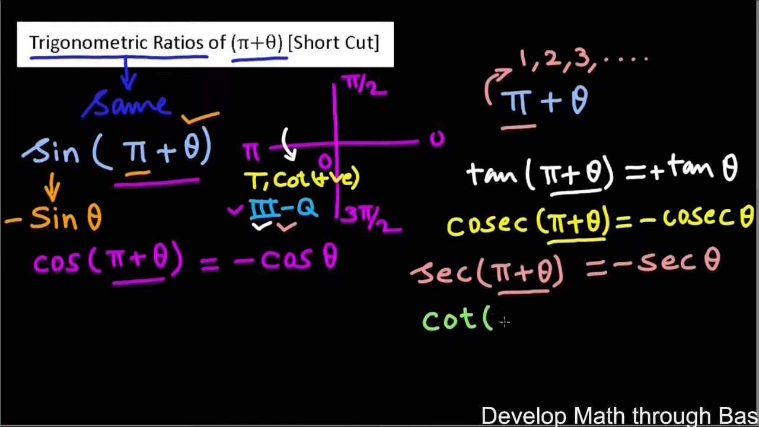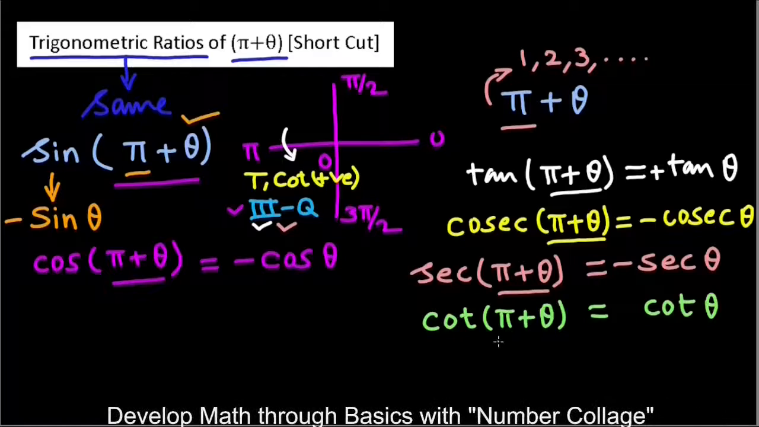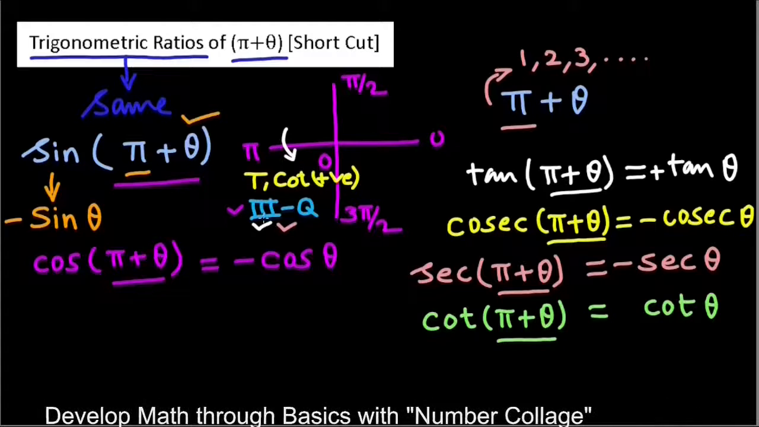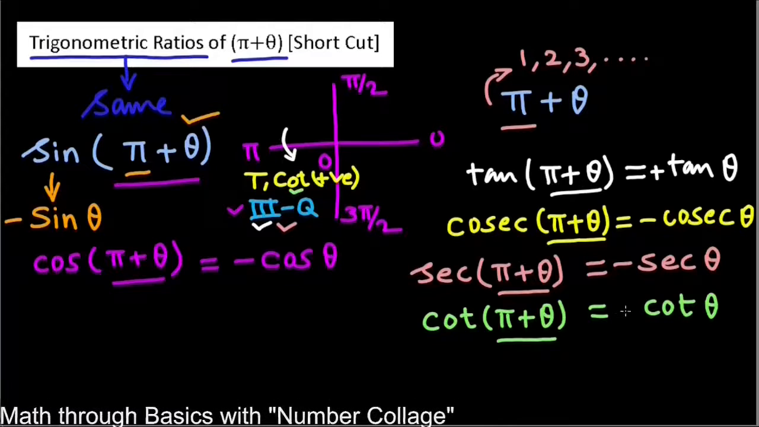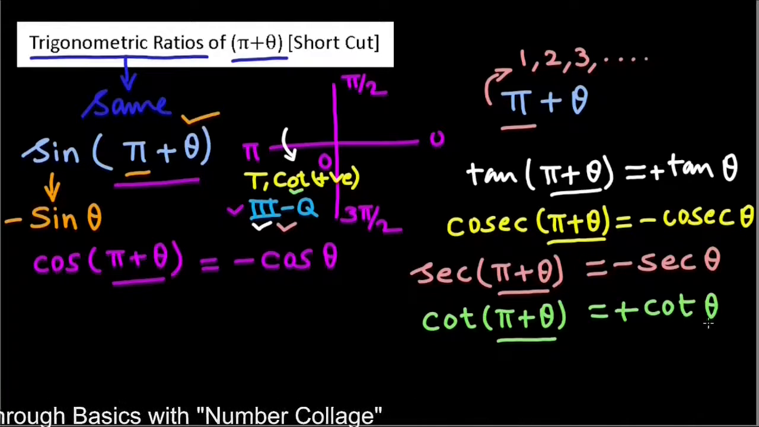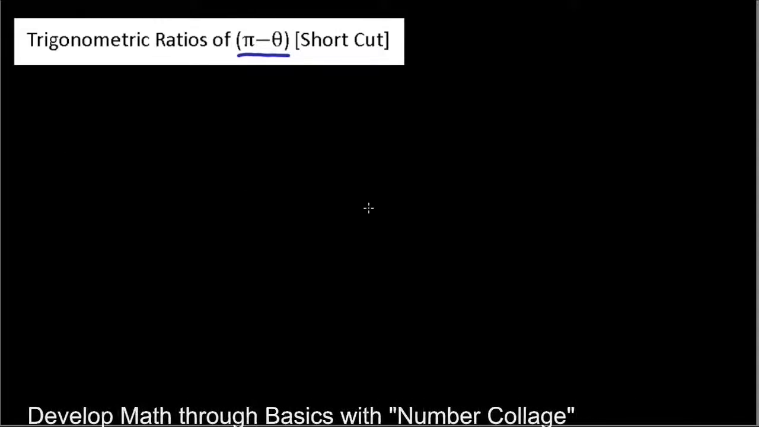And cot pi plus theta will be cot theta itself. And since angle pi plus theta lies in the third quadrant, and in the third quadrant cot being positive, this will also be plus cot theta. We can find trigonometric ratios of angle pi minus theta as usual by using addition formulae of sine theta and cos theta. But here we will see only the shortcut method of finding trigonometric ratios of pi minus theta.